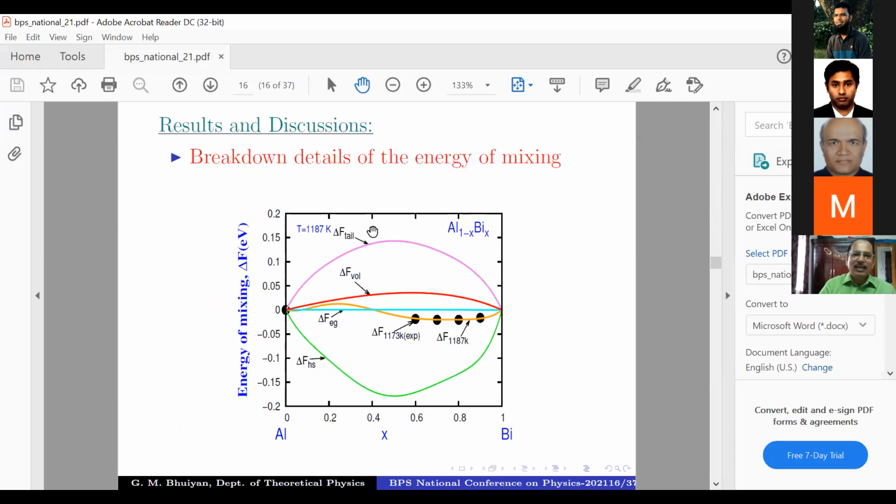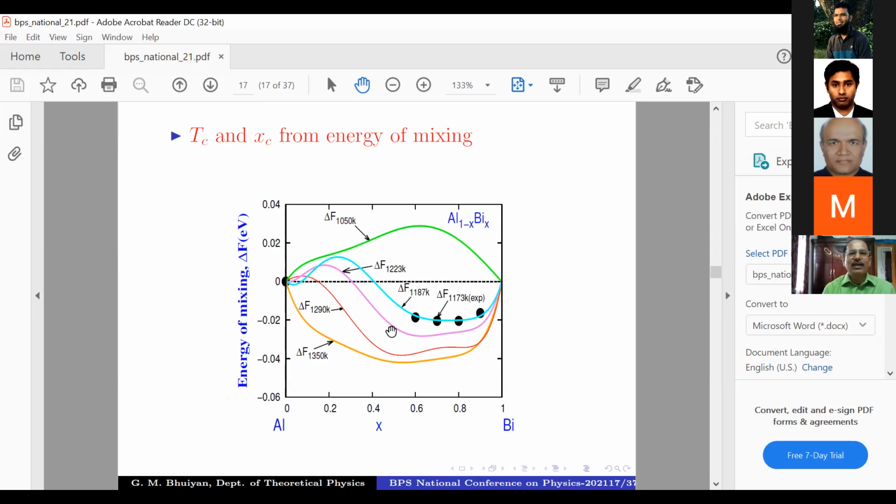Now this is my system, aluminum bismuth, as I told you. Here is the breakdown. You see the reference system, the free energy of mixing of the reference system is the blue one and that one. And we calculated at this temperature because some experimental data are available here. So to check how accurate the approach we are using is, we have presented this figure. We see the theory we have used can reproduce the experimental data in the liquid state. Okay, so we now assume that the theory is accurate and good.